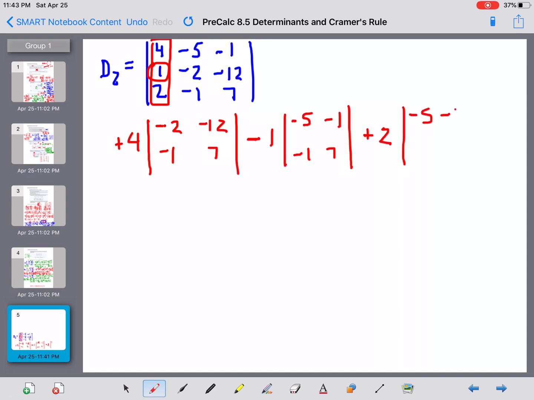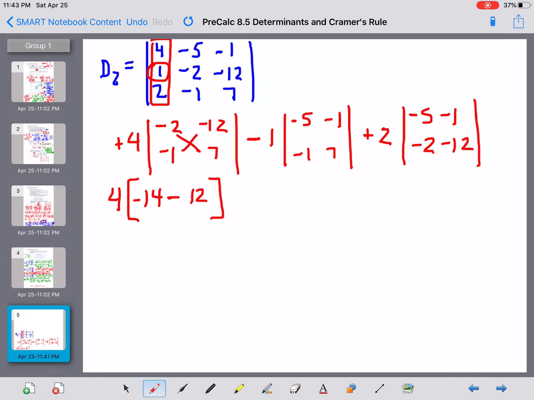Okay, so we have a full expansion this time. I don't get to cross anything off because I don't have any zeros. Let's go ahead and do the math. My first one has a coefficient of 4. My front diagonal is -14, subtract the back diagonal, which is 12. In the middle, I have -1. Its front diagonal is -35, minus the back diagonal of positive 1, plus 2, and its front diagonal is positive 60, minus the back diagonal of positive 2.